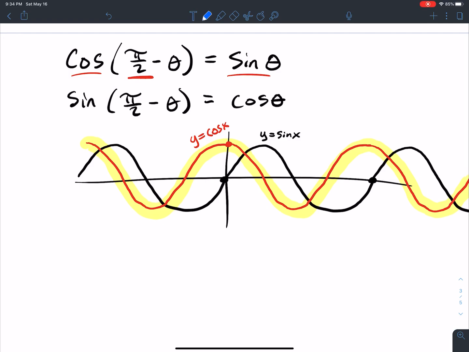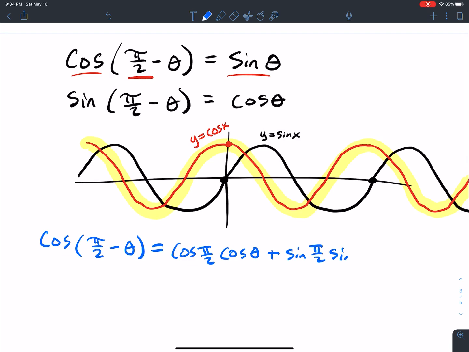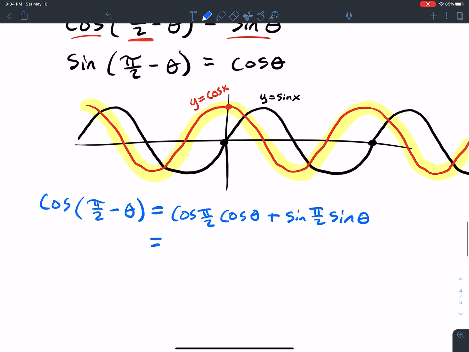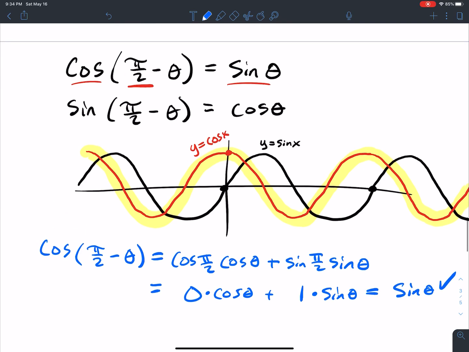Now, analytically, we can use the cosine difference formula. So the difference of two angles is equal to the cosine of pi over 2 times the cosine of theta plus the sine of pi over 2 times the sine of theta. Well, the cosine of pi over 2 is 0. 0 times cosine theta is 0. And then the sine of pi over 2 is 1 times the sine of theta. So this is just equal to the sine of theta, which is what we wanted, right?